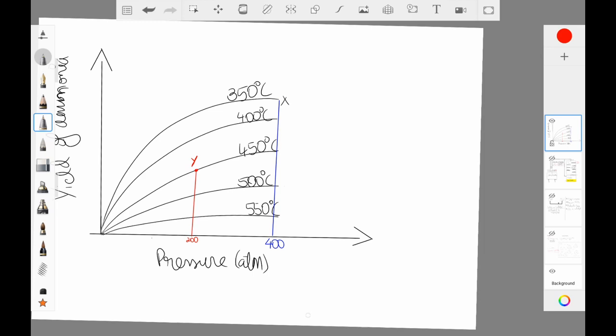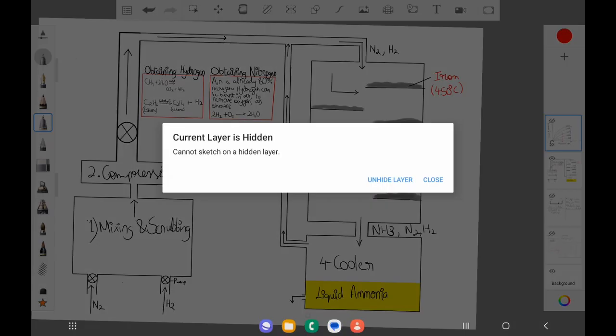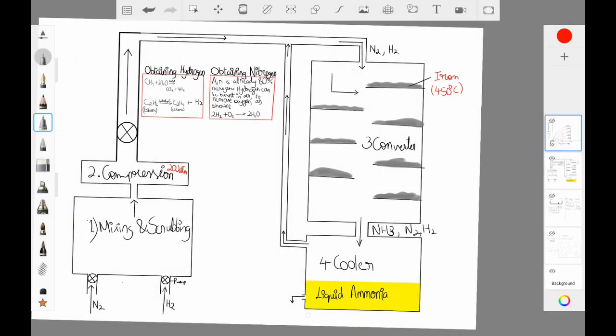Also, even if the chosen conditions give you a relatively lower yield, the Haber process has been designed to cope with this. Because again, if you remember, this converter is not a closed system. So the unreacted hydrogen and nitrogen gases can be recirculated into the system. And yeah, these are the chosen conditions in the Haber process.